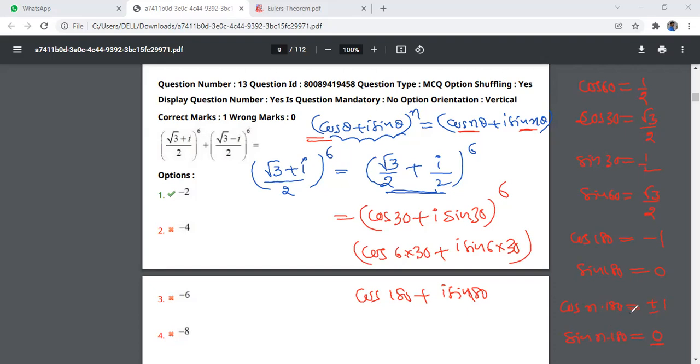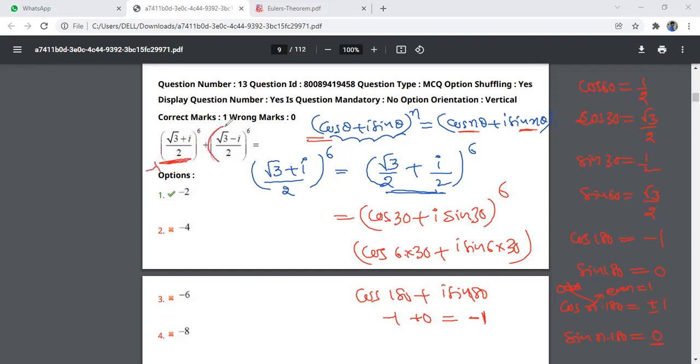N should be integer. And here, when we will take plus 1, when we will take minus 1 means, if n is even, we'll take plus 1. If n is odd, we'll take minus 1. Here, 180 means 1 into 180, and 1 is odd, so minus 1. So this will become minus 1 plus 0. What it will become? Answer is minus 1. This is for this minus 1.